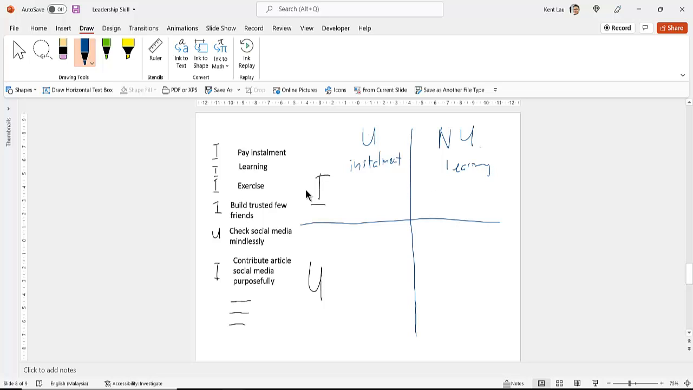Exercise, can you wait? Well, depends. You can wait. If you can wait, then it becomes not urgent. And build a trusted few friends. Well, is it urgent? No, but it's important. So you can put trusted friends there. And then this one you can skip, right? Contribute articles to social media purposefully. So it's also not urgent, right? So you can put it there.